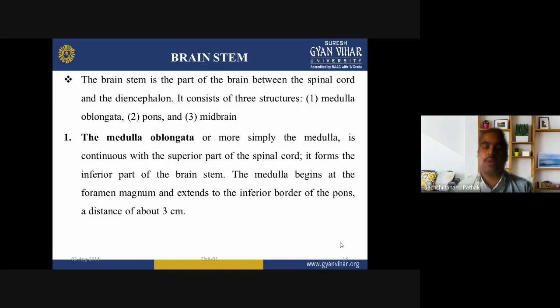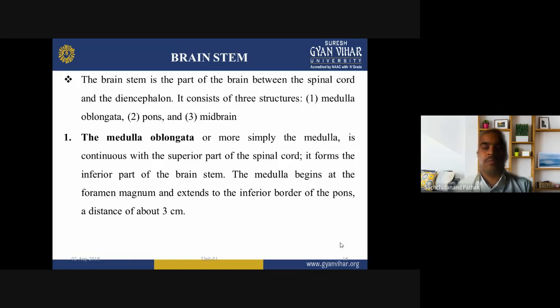Now the medulla oblongata, or more simply the medulla, is continuous with the superior part of the spinal cord. It forms the inferior part of the brain stem. Okay. Now this medulla oblongata will be continuous with the superior part of the spinal cord, and it forms the inferior part of the brain stem.